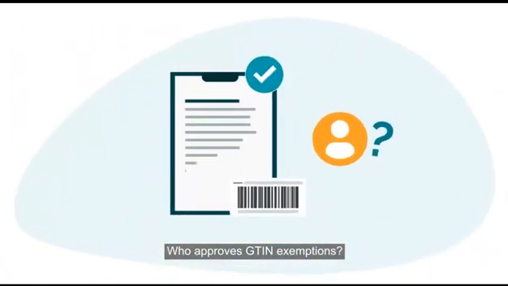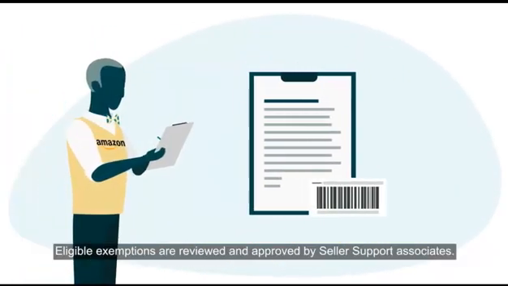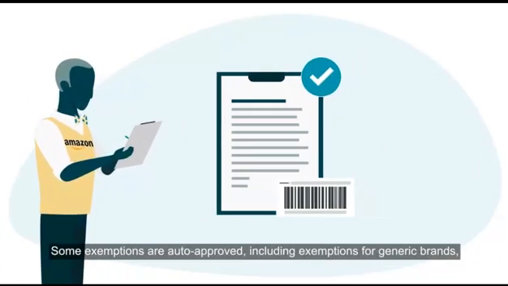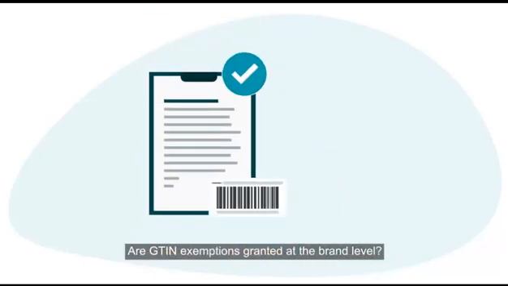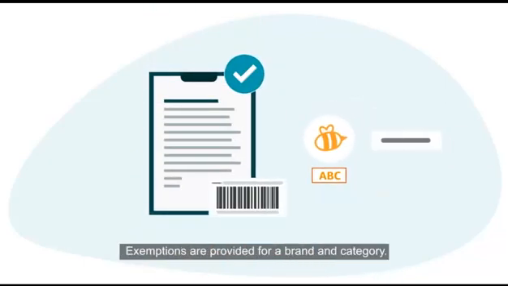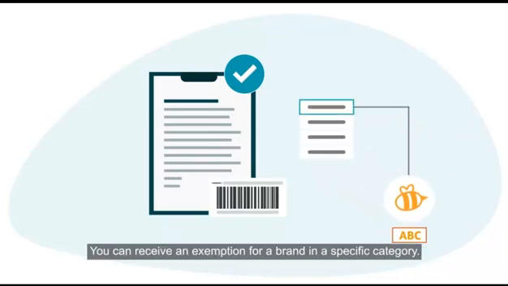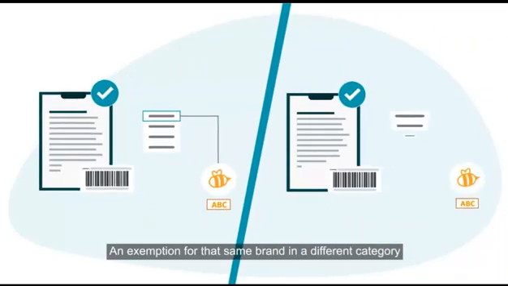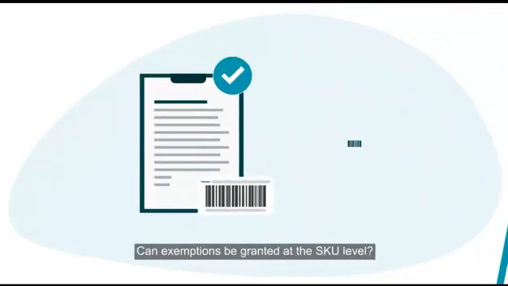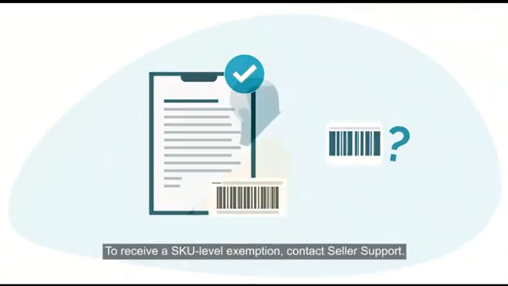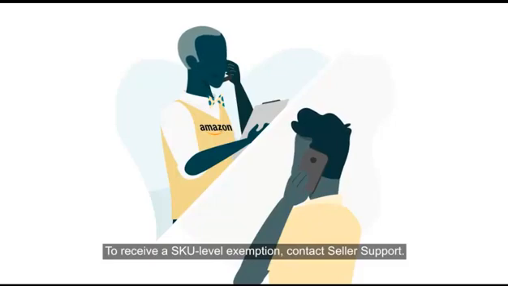Who approves GTIN exemptions? Eligible exemptions are reviewed and approved by seller support associates. Some exemptions are auto-approved, including exemptions for generic brands, brand-registered entities, and the jewelry category. Are GTIN exemptions granted at the brand level? Exemptions are provided for a brand and category. You can receive an exemption for a brand in a specific category. An exemption for that same brand in a different category would require another exemption request. Can exemptions be granted at the SKU level? To receive a SKU level exemption, contact seller support.